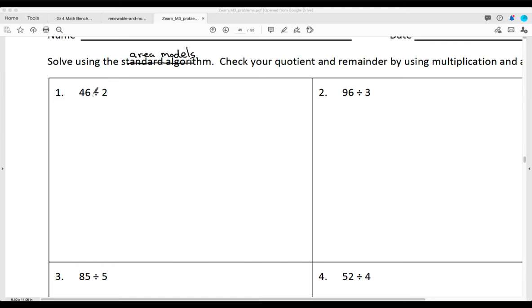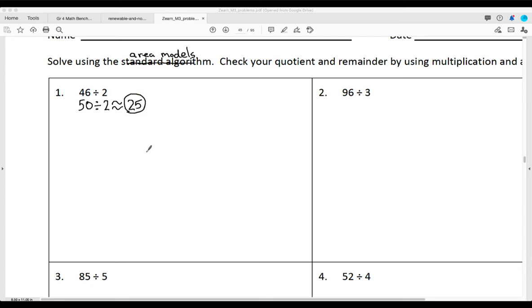Okay? So the first thing I like to do is always estimate these problems. Just gives me an idea of what my answer should be close to. 46 divided by 2. I'm just going to use a friendly number here and change this to 50 divided by 2. 50 is very close to 46. I can easily cut 50 in half. So the estimation that I'm going to be looking at here is 25. Half of 50 is 25. So this is my estimation.